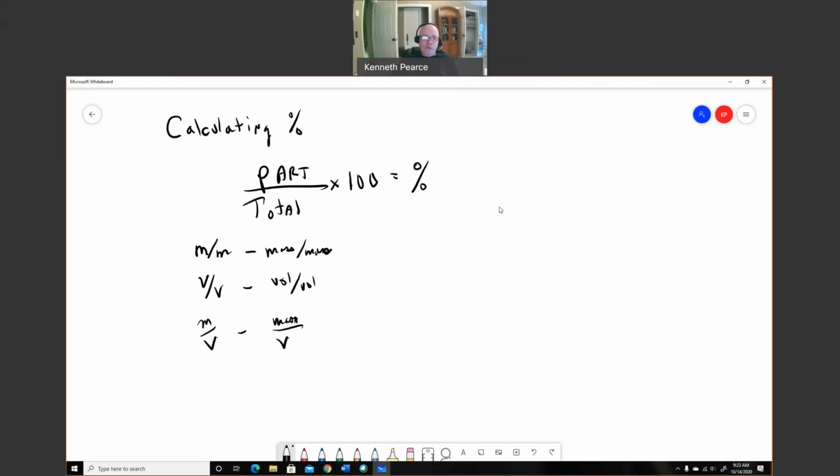Okay, now the hard part is not so much trying to find the part. The part is always going to be one of the smaller pieces of the problem. Usually where people mess up is trying to figure out what the total is, and you have to be very careful. So if you have grams and grams, and it doesn't say it's a total, then those are both parts and you have to add them up. So let's do one like that.